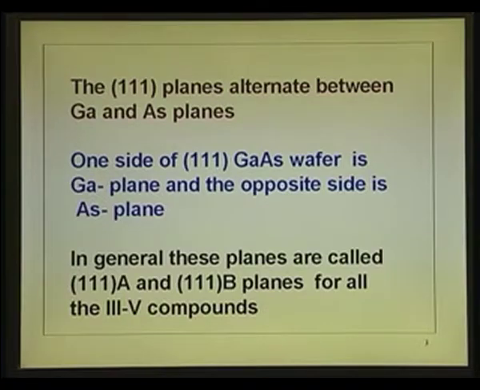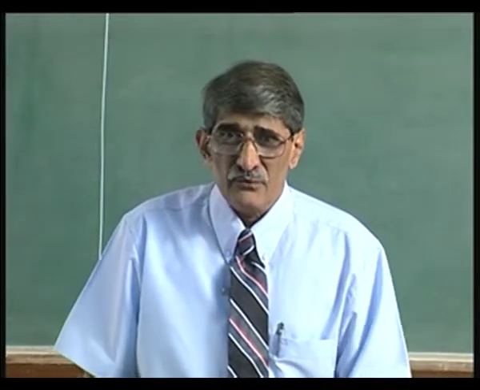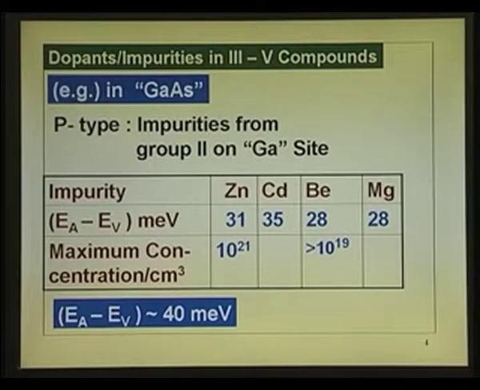Having seen the crystal structure, we would like to see how to make devices. And to make devices, you must have the ability to dope them. You should be able to make p-n junctions. You must be able to make p-type material. It is not enough if you have a gallium arsenide crystal, you must be able to make p-type gallium arsenide, n-type gallium arsenide. So, dopants or impurities in 3,5 compounds.